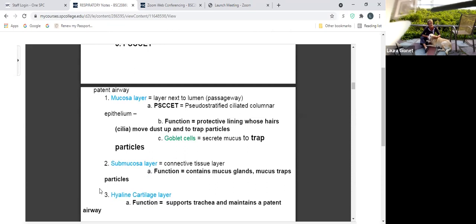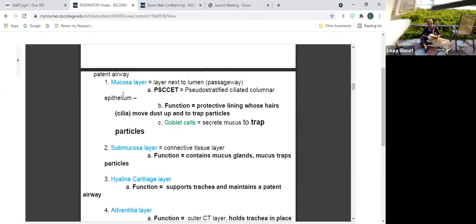All right, then in the trachea, we have our mucosa, submucosa, hyaline cartilage, and adventitia layers. The mucosa is layered next to the lumen of the passageway, and its function is that there are goblet cells there to trap particles.